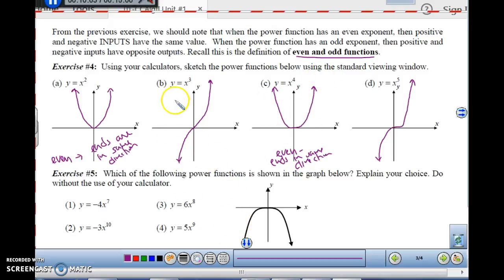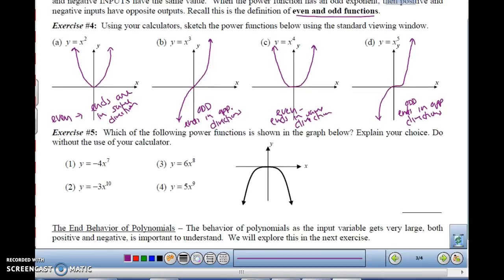Now x cubed and x to the fifth are odd functions. From the last exercise we realized that. So what is the end behavior? The ends are going in opposite directions. This one goes down while this one goes up. So you can look at a function and tell if it's even or odd by its end behavior. Odd functions end in opposite directions, and that will always be true. For even functions, the ends are in the same direction: they either both point up or both point down. For odd functions, one points up and one points down.